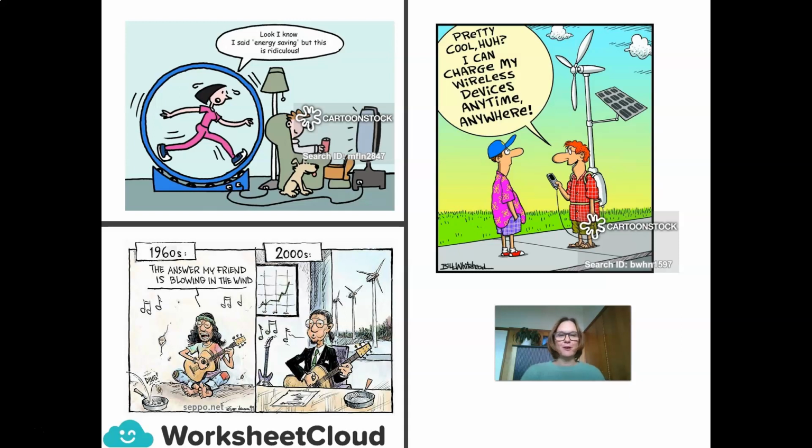So basically, if you look at my cartoons, I know I said energy saving, but this is ridiculous. A little hamster wheel and the dog and the guys watching TV. In the 1960s, remember, the answer, my friend, is blowing in the wind. Now in 2020, yes, it is. It literally is. We use wind energy to get electrical energy. And then this is pretty cool, huh? I can charge my wireless device anytime, anywhere.